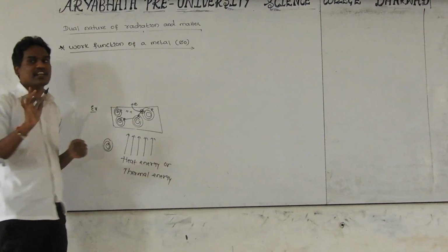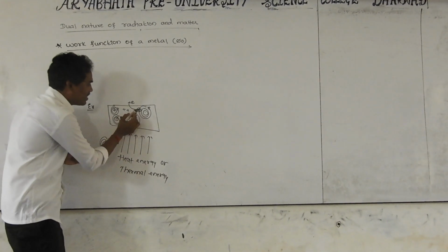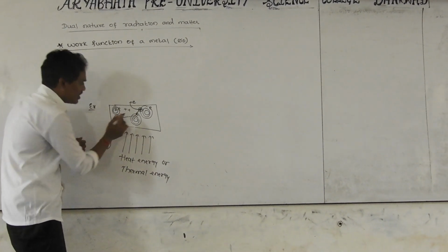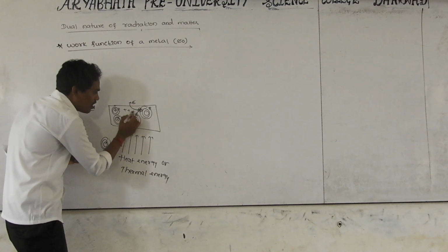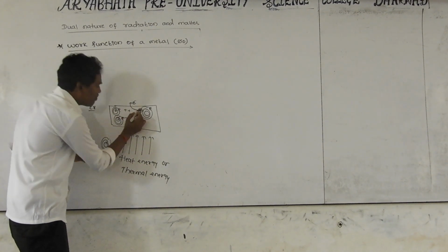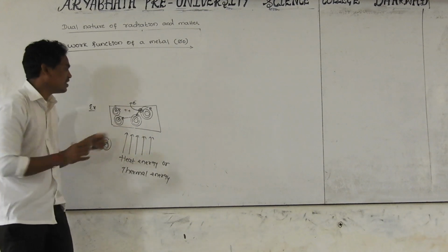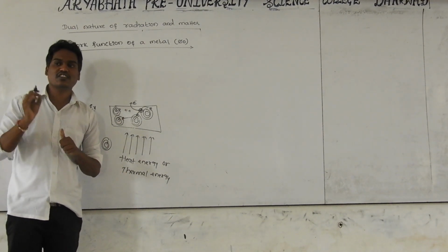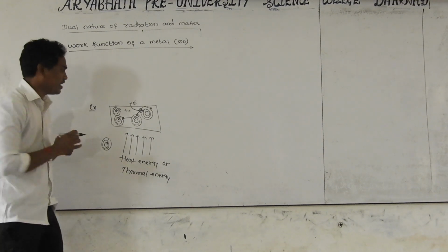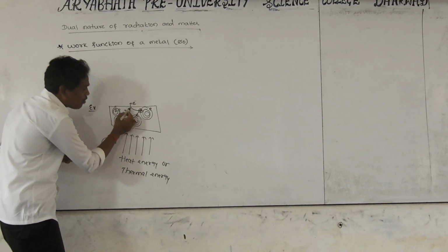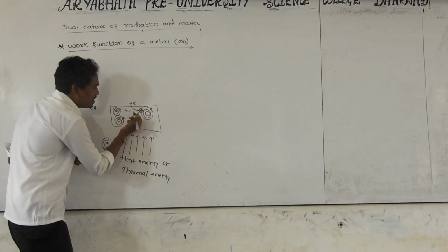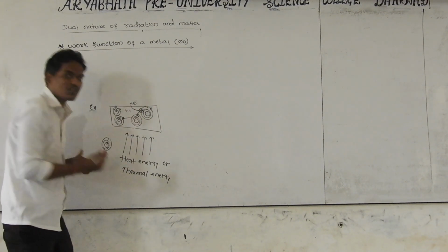Finally, it is vibrating like anything and trying to come out from the surface of the metal. Just assume, if this electron is coming out of the metal, in that place there is a vacancy. That vacancy acts as a core. Core means there is a positive charge. Whenever this electron is coming out of the metal, this creates a positive charge. Again, it is attracting the electron back to the metal.